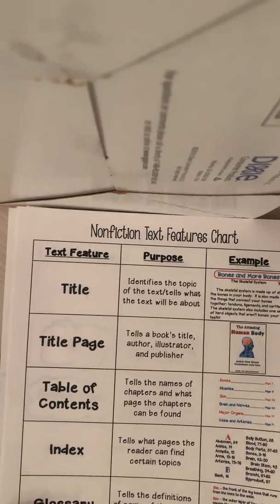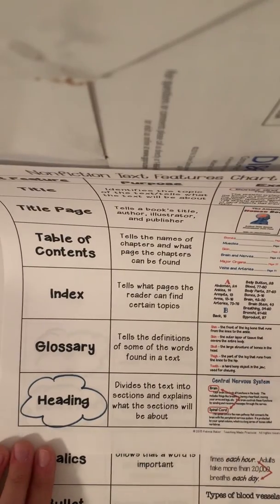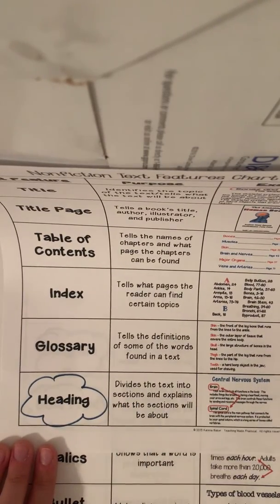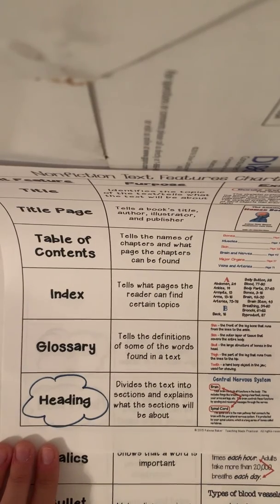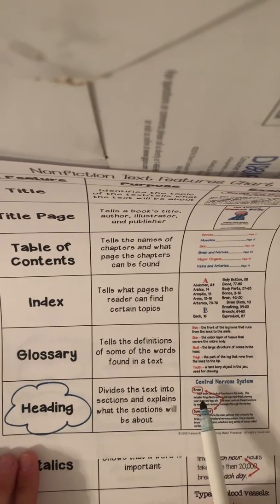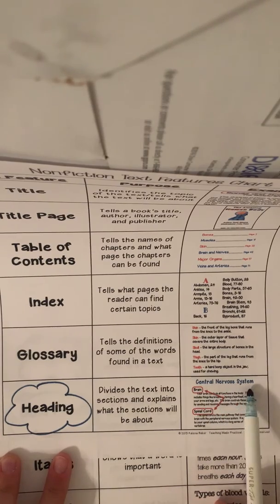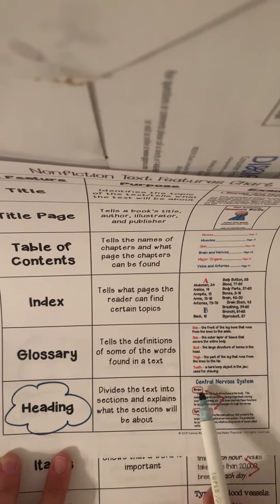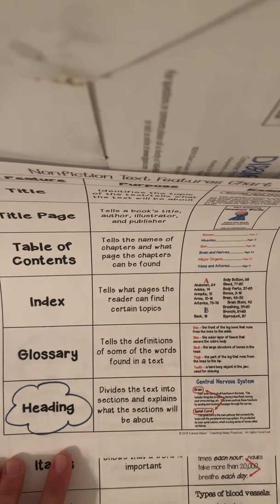So the first one I want to talk about is the heading, and I know it's a little hard to see that paper, I'm sorry. So headings divide the text into sections and explain what the sections will be about. So if I look at my example over here, I could see it in a science textbook, and this one says central nervous system, and then I have brain and spinal cord. So I know that my 2 texts are going to be about my brain and my spinal cord. So they're kind of a little roadmap for me while I'm reading.